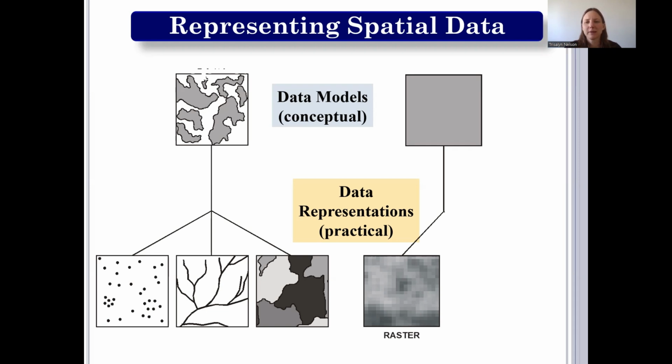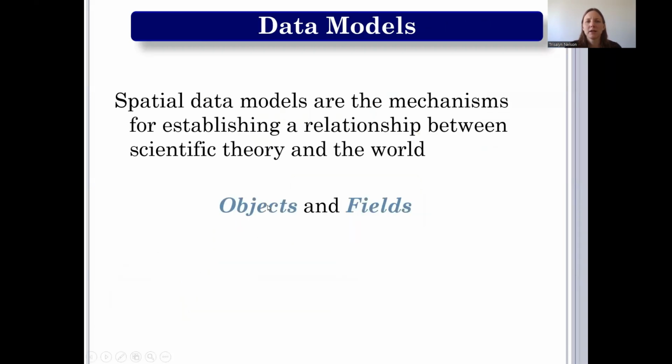So this is kind of the conceptual component. And data models are mechanisms for establishing relationships between scientific theory and the world, or between how we want to represent or model things. Model could be another word for scientific theory and the world. And there's two kinds of things that we use. So one is where we consider things objects, and another is where we consider things field. And I'll define both those.